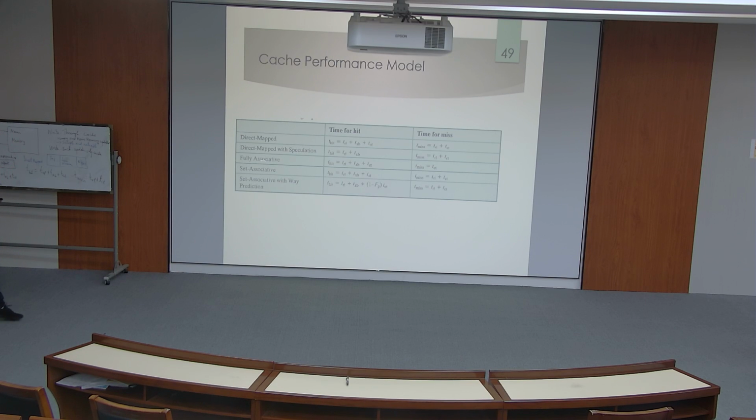We have the fully associative cache performance model. Here it is. And we have the set way associative. Here it is. And we have the set way with way prediction. If here we have the FP which is equal to 1, that means we have the one-way set associative, which is the direct map.